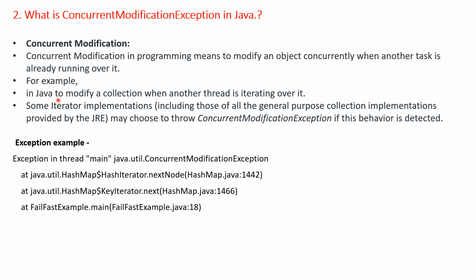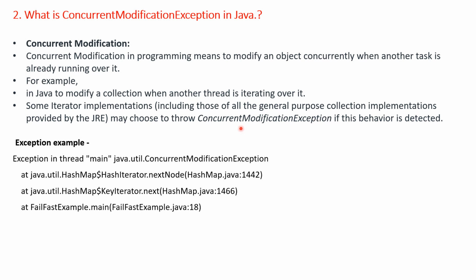For example, in Java, modifying a collection while another thread is iterating over it. Some iterator implementations may choose to throw this exception if this behavior is detected. Means what it is saying, by default some implementations of the iterators, if they detect this type of behavior, will throw the concurrent modification exception to us.